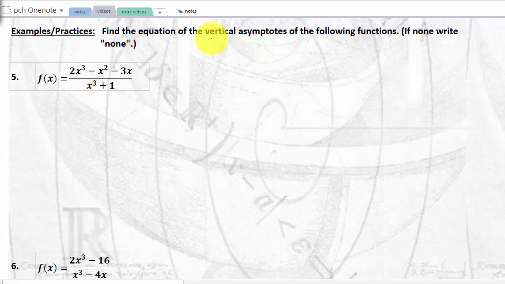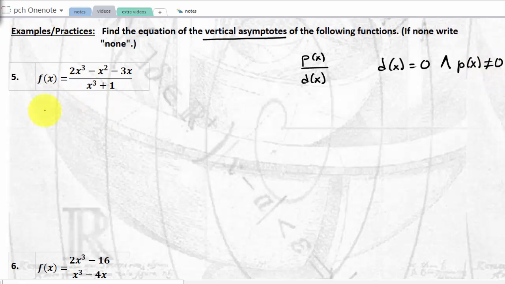Example 5, you have to find the vertical asymptotes. Now we know what's going on for vertical asymptotes of a rational function, right? If you have p of x divided by d of x, for vertical asymptotes, you want d of x to be equal to 0, but you want p of x to not be equal to 0. Very important.